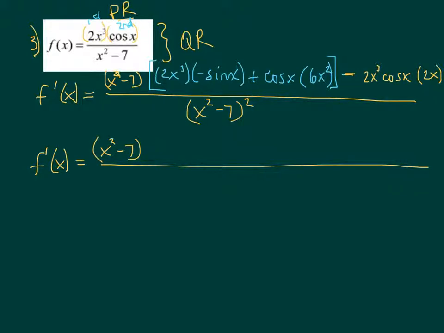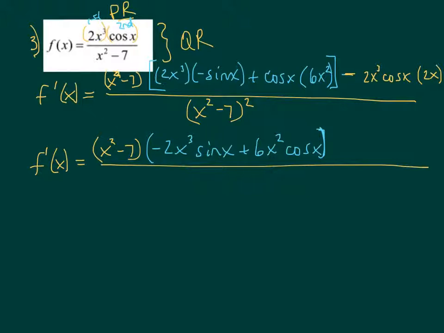I'm going to clean up the blue, the brackets, okay? So when I multiply 2x cubed times negative sine x, I get negative 2x cubed sine x. And then when I multiply cos x times 6x squared, I can put that 6x squared in front, so 6x squared cosine x.